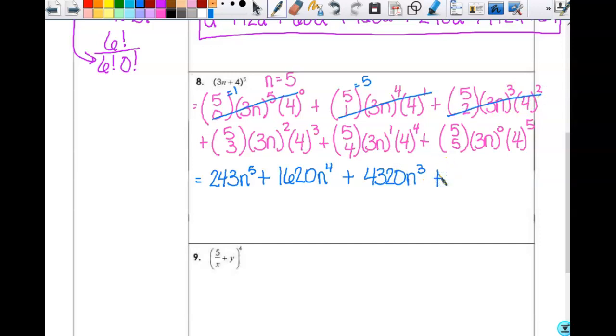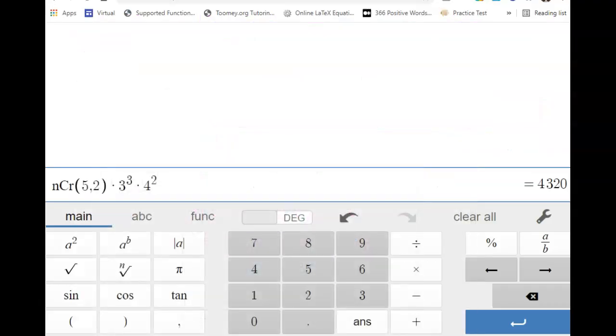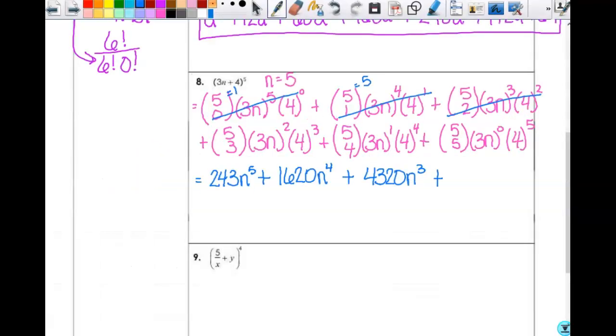Plus, then I'm going to have 5, 3, 3 squared, 4 cubed. Okay, so 5, 3, and each time when I come back over here, I just decrease this by 1, increase this by 1, and I get 5760. So this is 5760, and then that's going to be n squared.